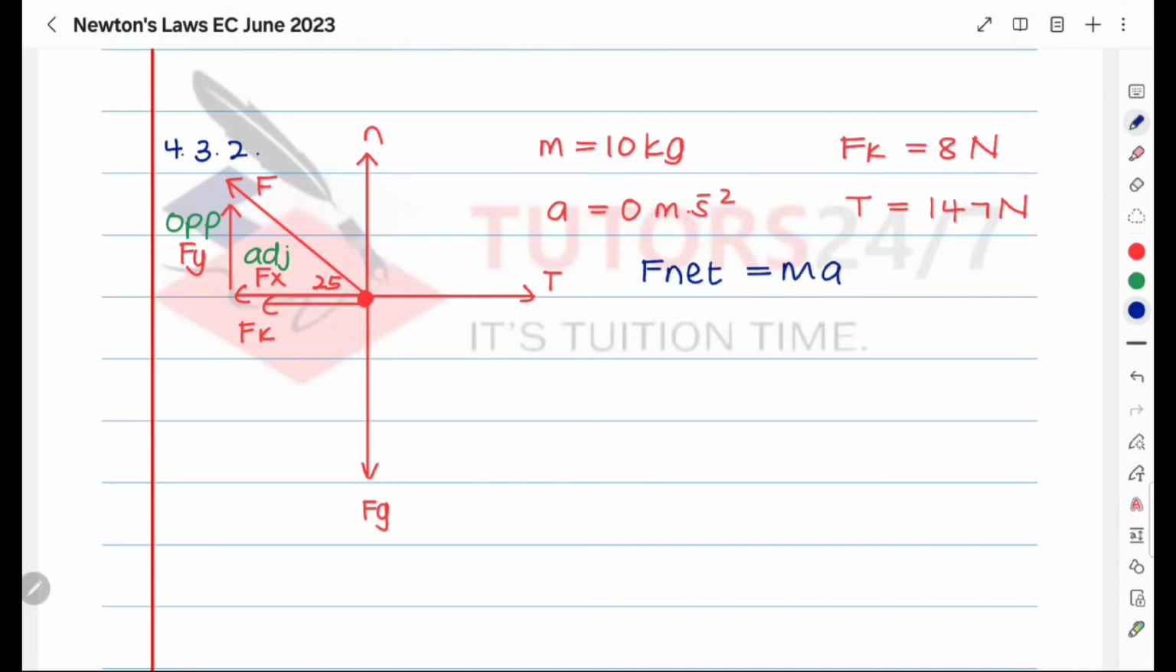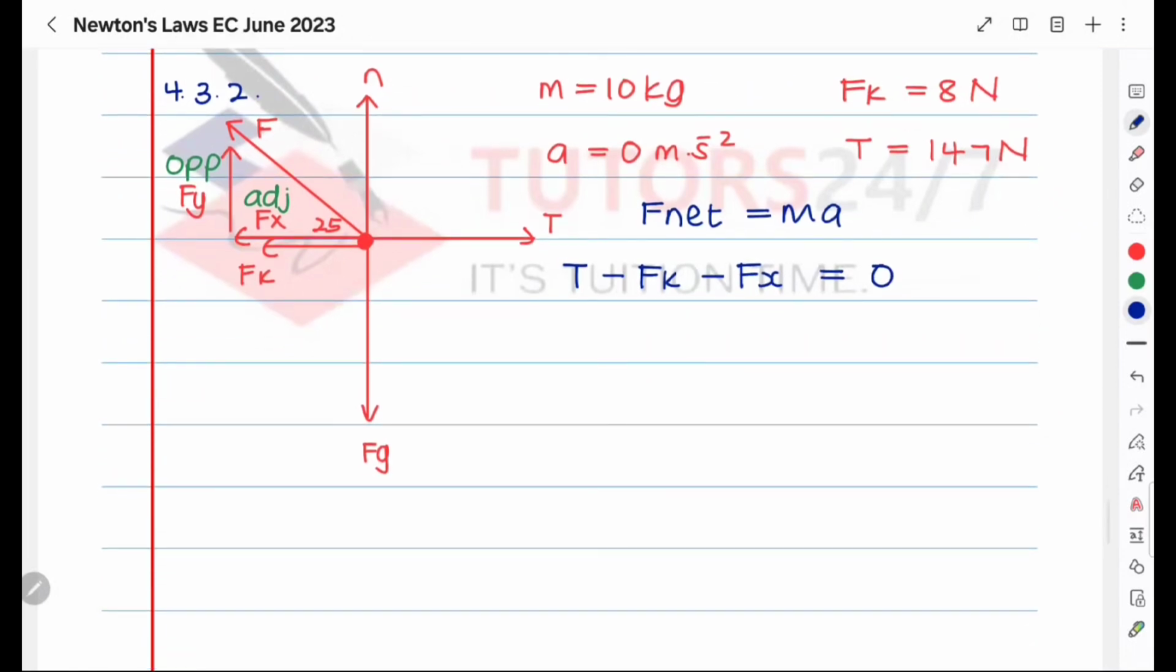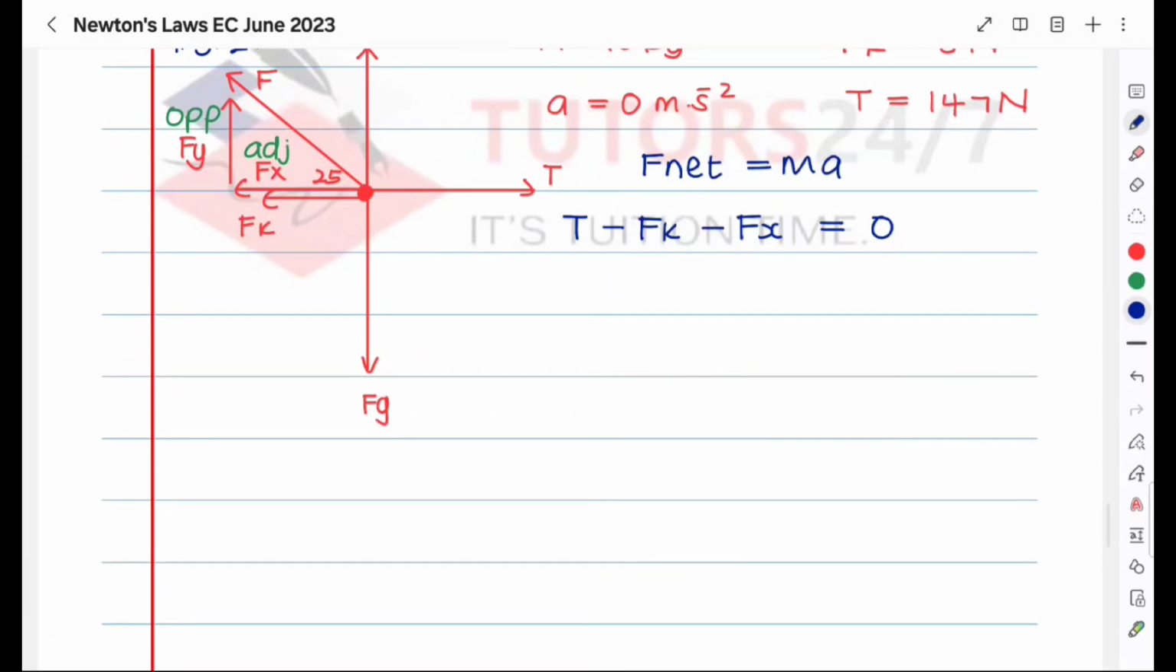We have 3 horizontal forces acting on this object. Tension to the right, which is positive. Kinetic friction to the left, which is negative. And Fx to the left, which is negative. So it is going to be tension minus Fk minus Fx. And don't forget, because acceleration is 0, mass times acceleration would be 0.